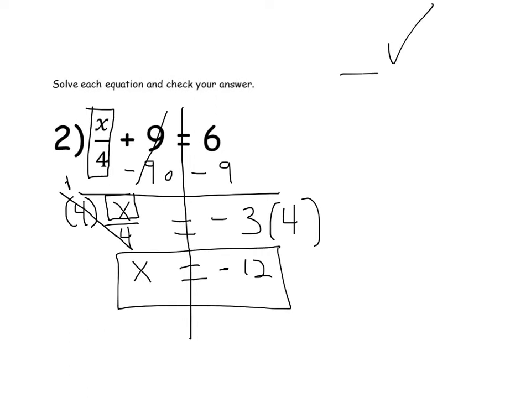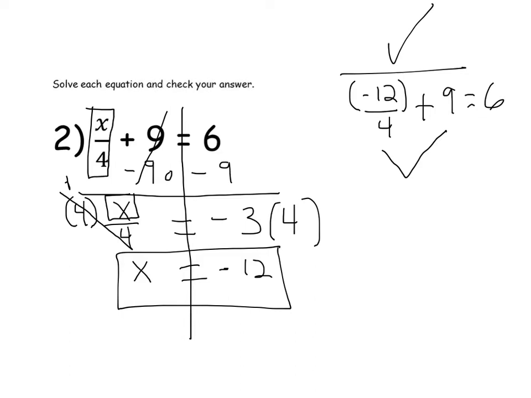Now we're going to show our check. To show our check, we're going to take negative 12 and we're going to plug it back into our original equation for x. So I'm going to have negative 12 over 4 plus 9 equals 6. So we want to see if this left side is equal to 6. You can use the fraction key in your calculator, or you can use the division sign to show negative 12 divided by 4.